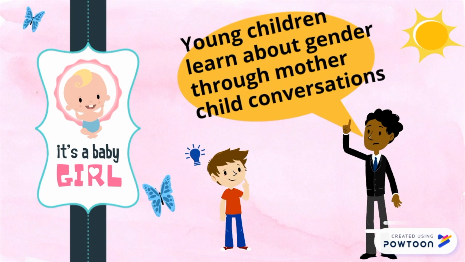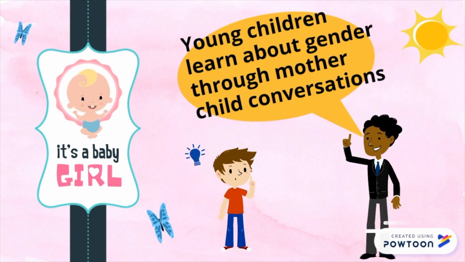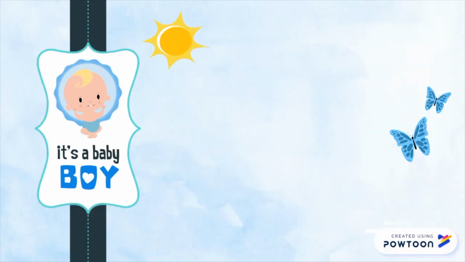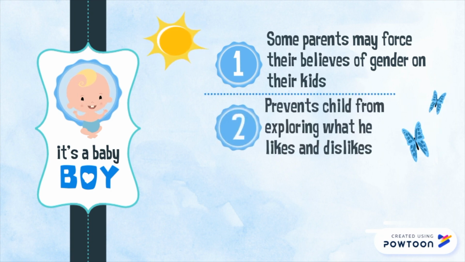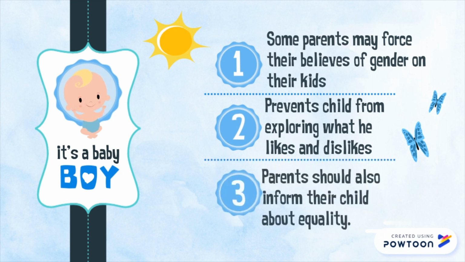Young children learn about their gender through mother-child conversations. Due to this, some parents may force their beliefs of gender on their kids. This prevents the child from exploring what he likes and dislikes. Other than that, parents should also inform their child about equality between those genders.